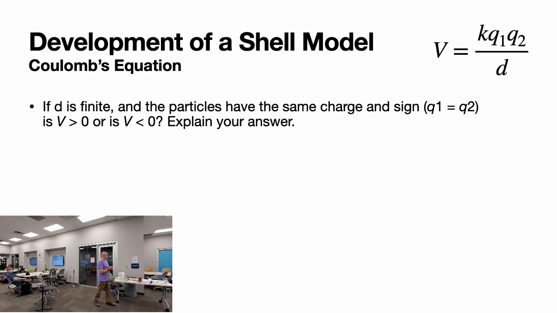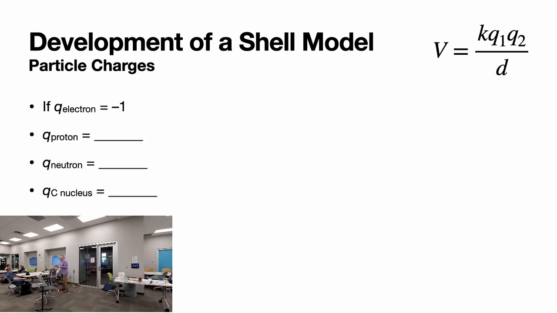Other questions for clarification? Wait, so 0 is not... Zero is a 0. What I'm talking about with distance is, if distance is infinite, if it's big enough, the value for V is essentially going to be 0.